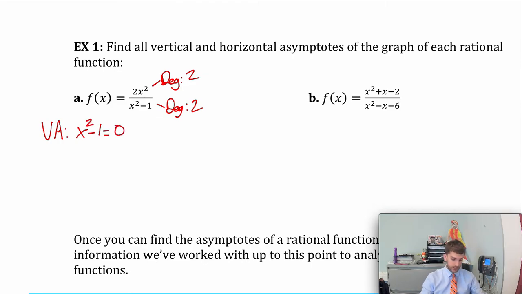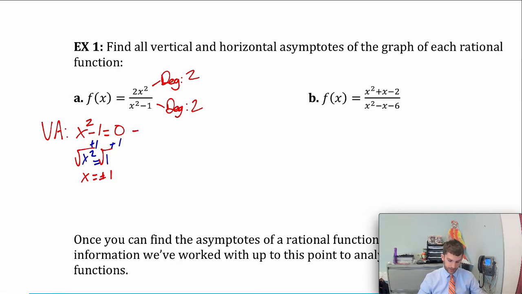To solve for x, we're going to add 1 to both sides. We get x squared equals 1. And to solve for x, we're going to take the square root of both sides. And we end up with x equals plus or minus 1. There are 2 vertical asymptotes for this graph.